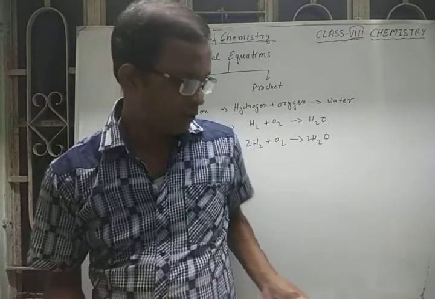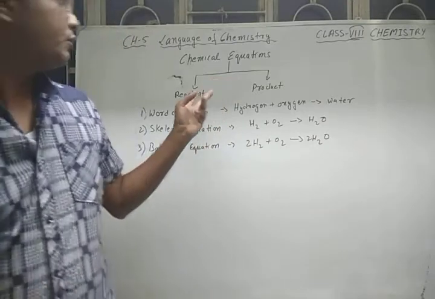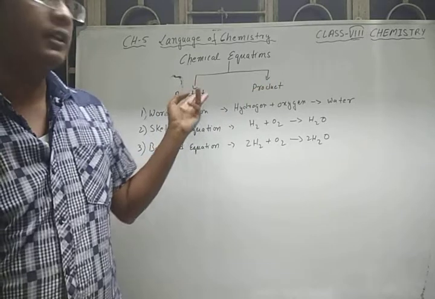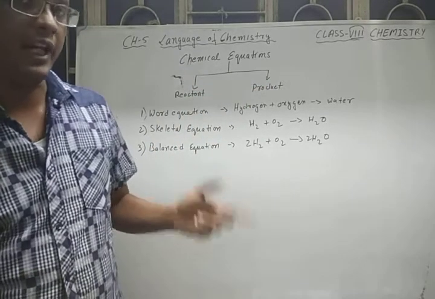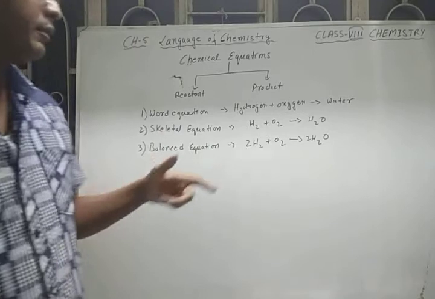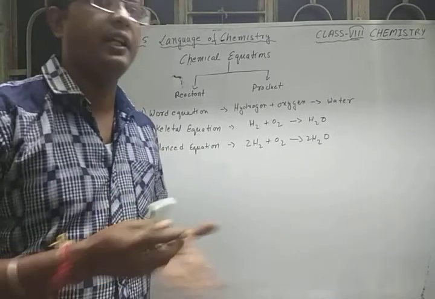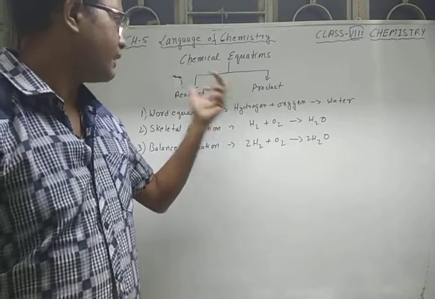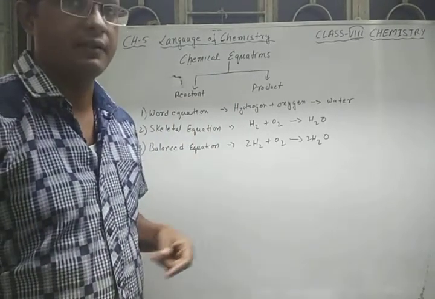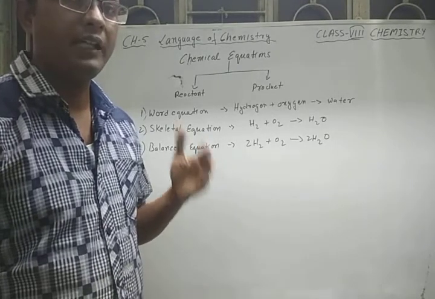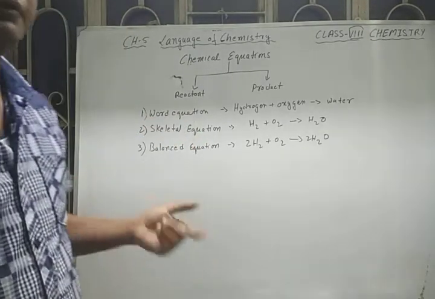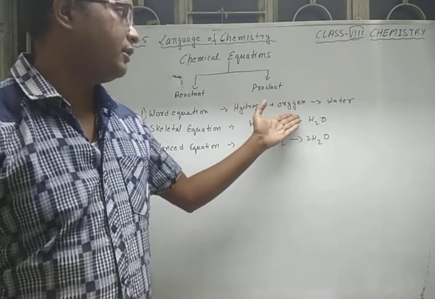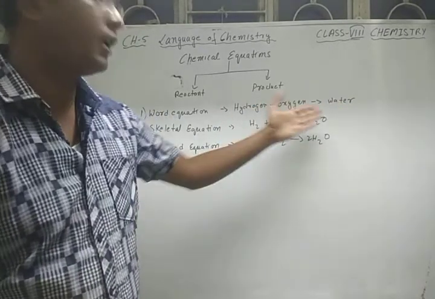A chemical equation has two parts. Any chemical equation is having two parts. One part is the reactant, another part is the product. Reactant means the things that we are going to react, and the product means what new things we are getting after the reaction. These chemical equations can be represented in three ways. The first one is the word equation, which means we write in simple words. For example, hydrogen plus oxygen gives water. It is called a word equation.